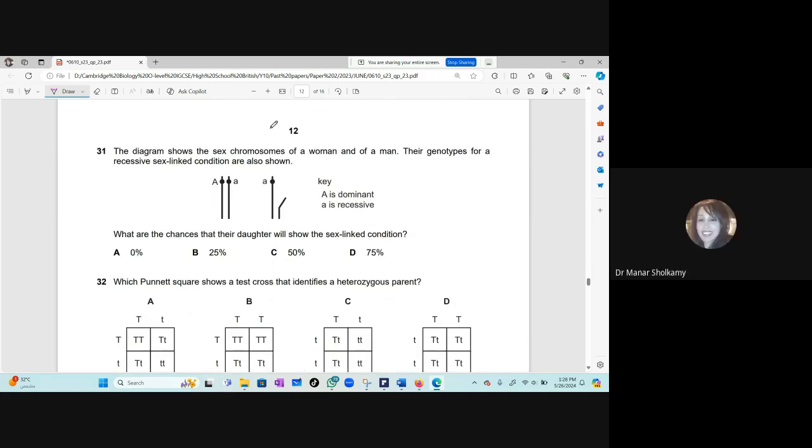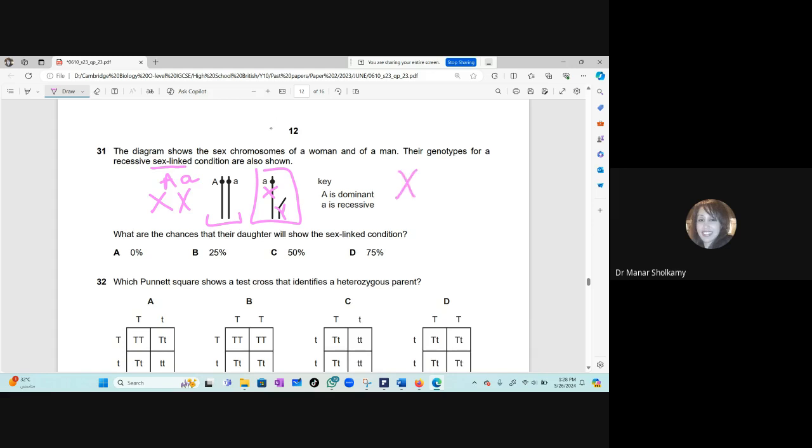31. The diagram shows the sex chromosome of a woman and of a man. Their genotypes for a recessive sex-linked condition are also shown. So this is a female because XX, this is XX, and she is a carrier. And this is a male. How did I know? Because I see one long chromosome, which is X, and one short chromosome, which is Y. So this is a male, and he is sick. He has the recessive allele.